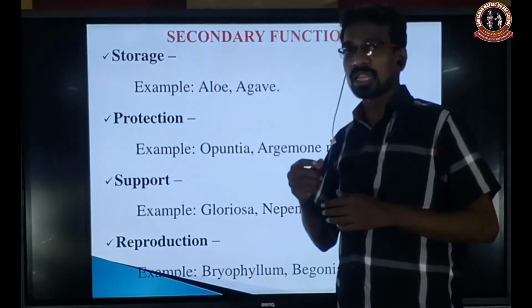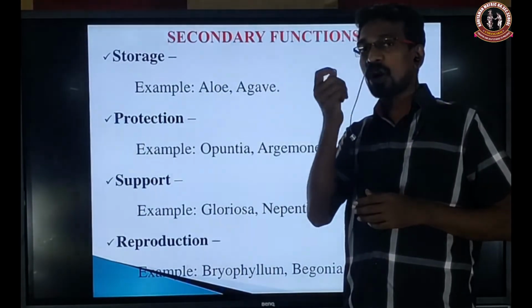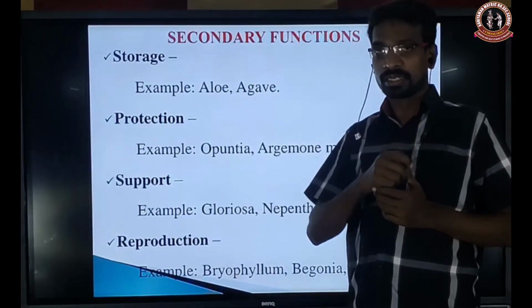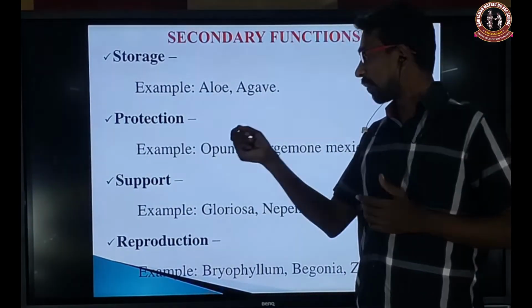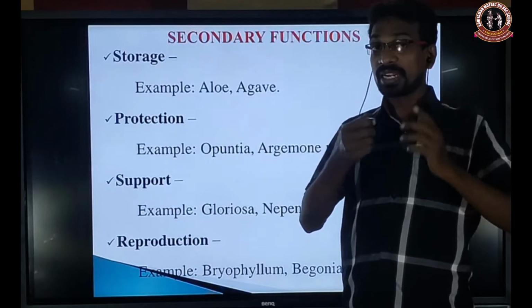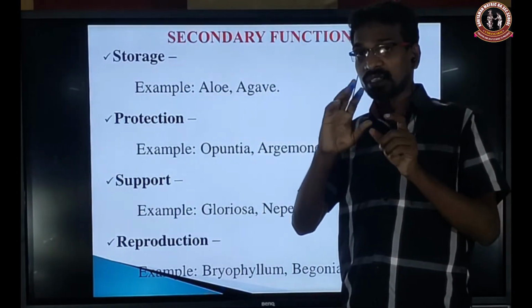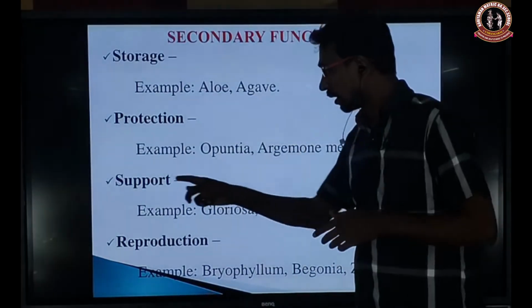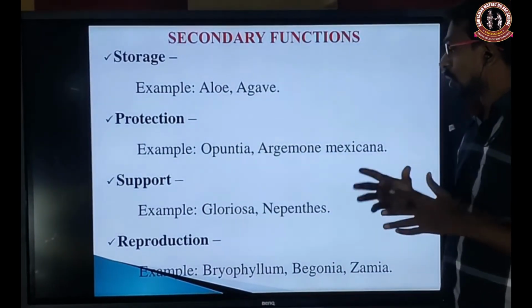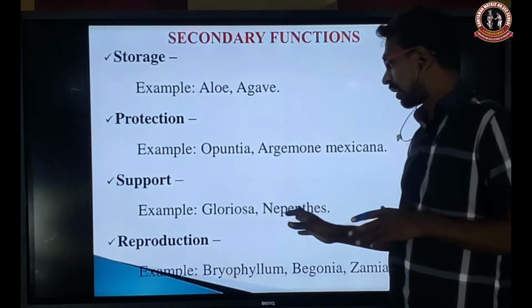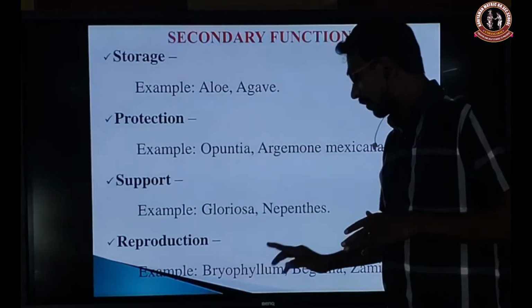So here in Opuntia, the leaves are modified into spines. A spine is a protective organ. In Opuntia, the leaves are modified to spine-like structures. For secondary functions, depending on the function, leaves are modified. Support, for example, Gloriosa and Nepenthes. Reproduction, Bryophyllum.